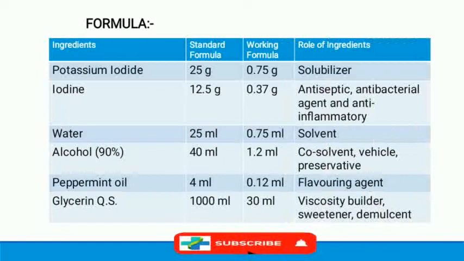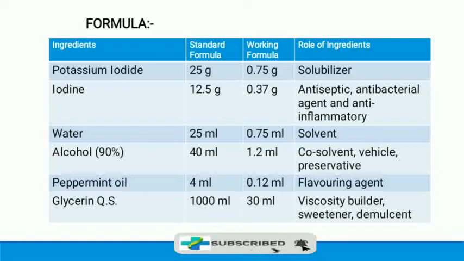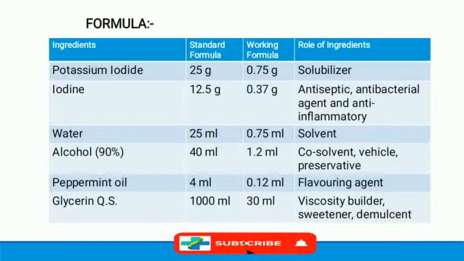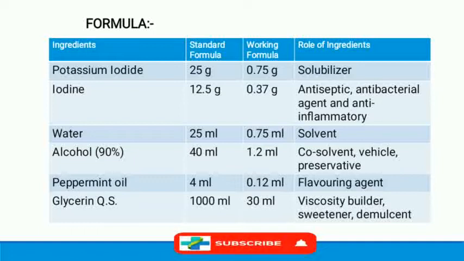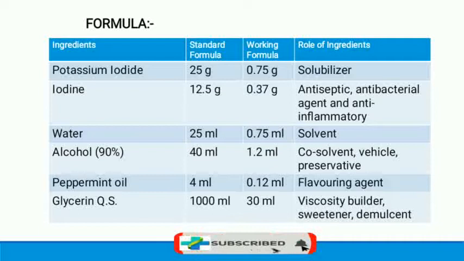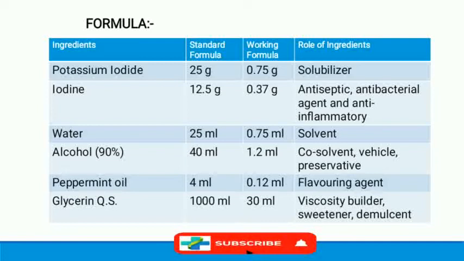The formula of this preparation includes potassium iodide 25 gram. This is the standard formula, and depending upon how much amount you are going to prepare, you will be calculating your working formula. So let's look at the standard formula first. Potassium iodide is 20 gram, which acts as a solubilizer. Then you need iodine. Its quantity is 12.5 gram and it acts as an antiseptic, antibacterial agent and anti-inflammatory. You are going to use water 25 ml as a solvent.